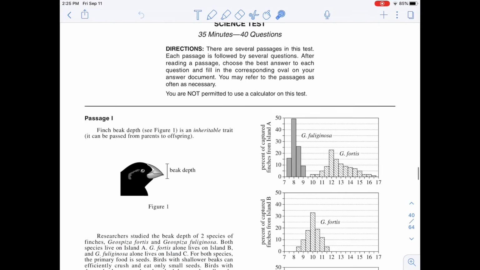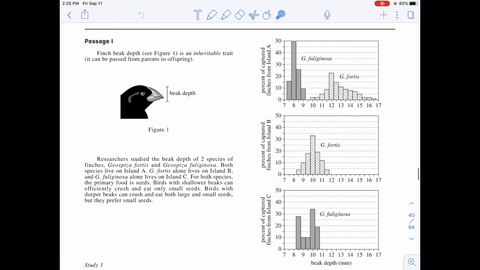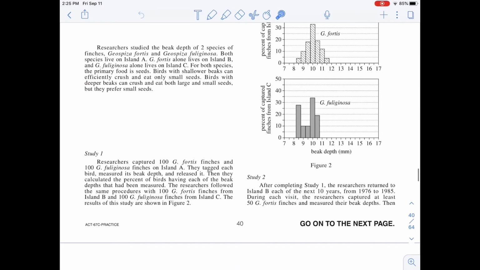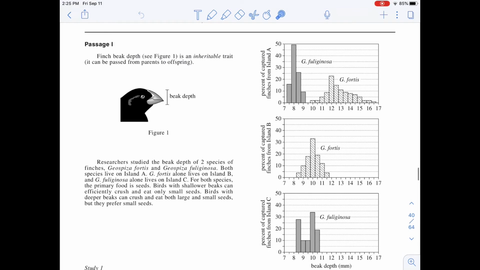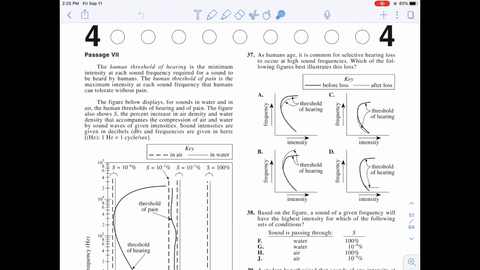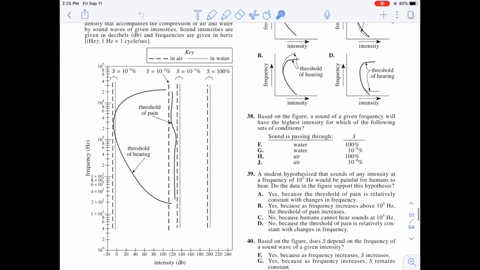But looking at each passage type, this first passage would be research summary, because they just describe a study, and then they have different studies that go along with it, study 1 and study 2, and some graphs. So like I said, you should take about 5 minutes per passage, so take these ones at about 5 minutes if you can.